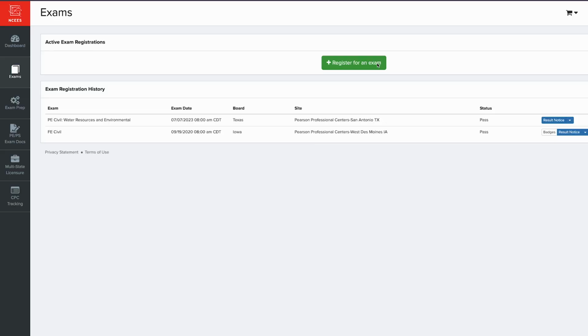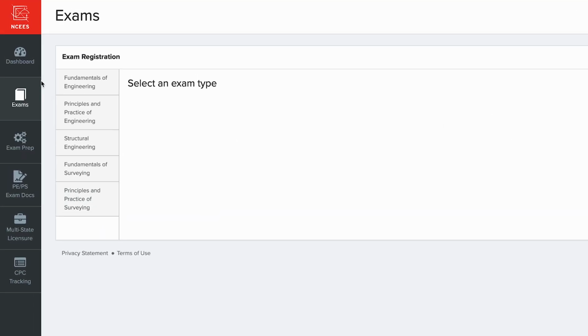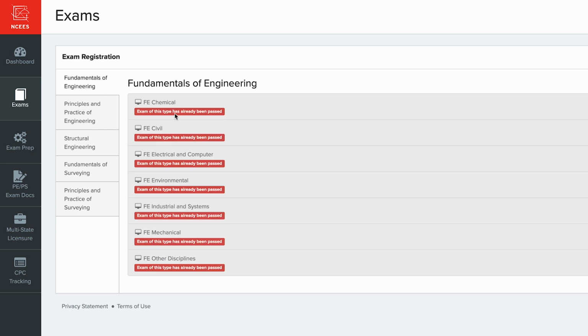Once you have logged into your NCEES account, you can go to the exam section, select Fundamentals of Engineering and the discipline that you intend to practice. So if you're studying civil engineering or you got a bachelor's degree in civil engineering, I would recommend you take the FE Civil exam, even if you had like an environmental or geotechnical focus.